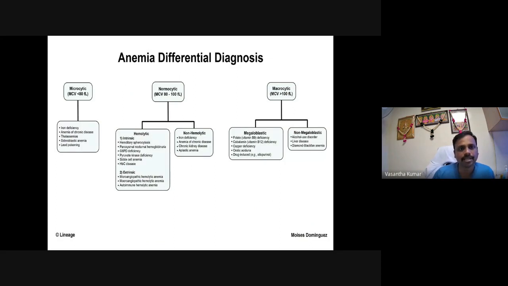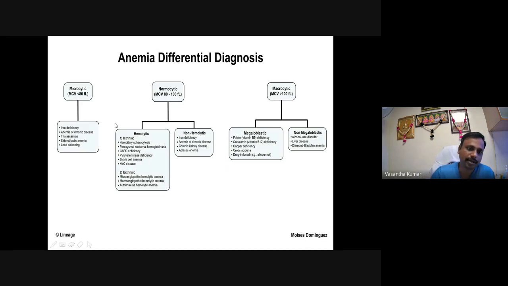So this is the differential diagnosis of anemia based on the MCV. If the MCV is less than 80, it is called microcytic. 80 to 100 is called normocytic. More than 100 is called macrocytic. First we will see the microcytic anemia, where the MCV is less than 80.